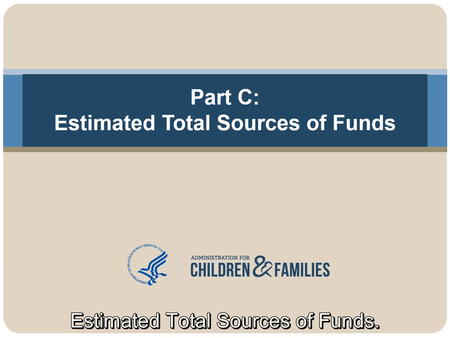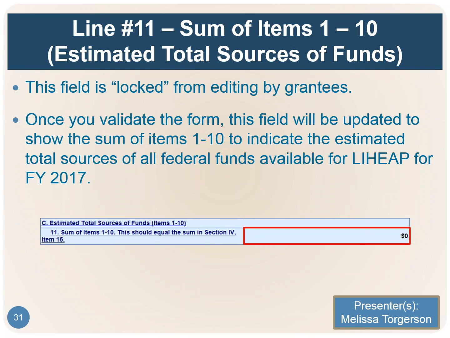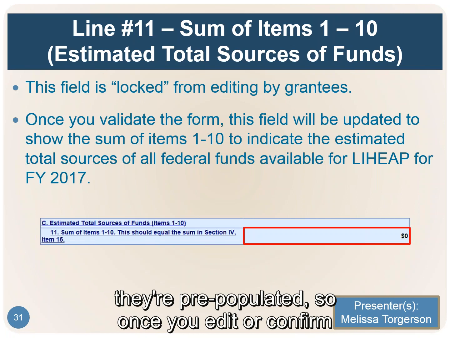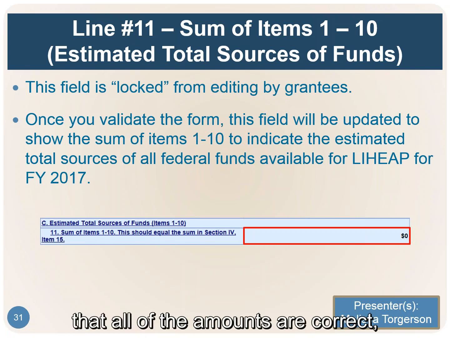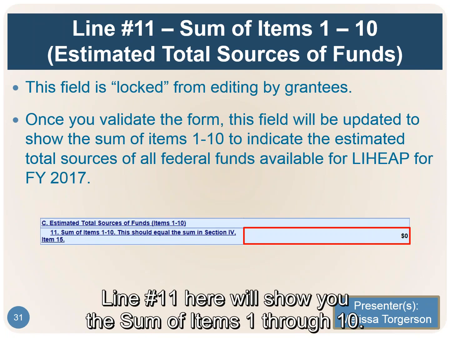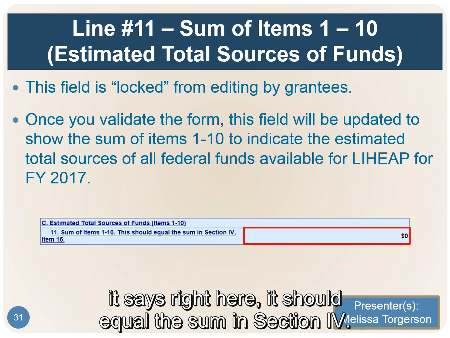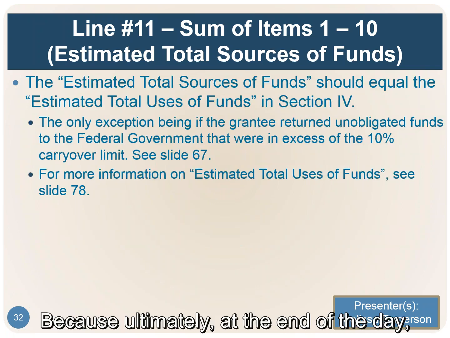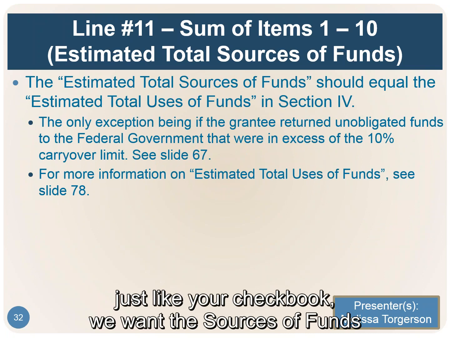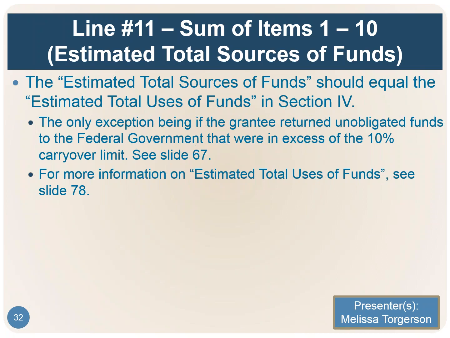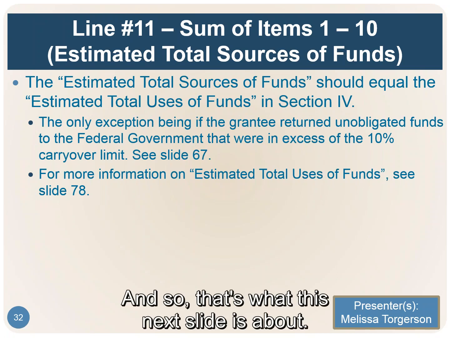Estimated total sources of funds. So once you put all of these amounts in, and I say put in, they're pre-populated, so once you edit or confirm that all of the amounts are correct, line 11 here will show you the sum of items 1 through 10. And what we're going to talk about later is, it says right here, it should equal the sum in section 4, because ultimately at the end of the day, just like your checkbook, we want the sources of funds to balance out with uses of funds. And so that's what this next slide is about.